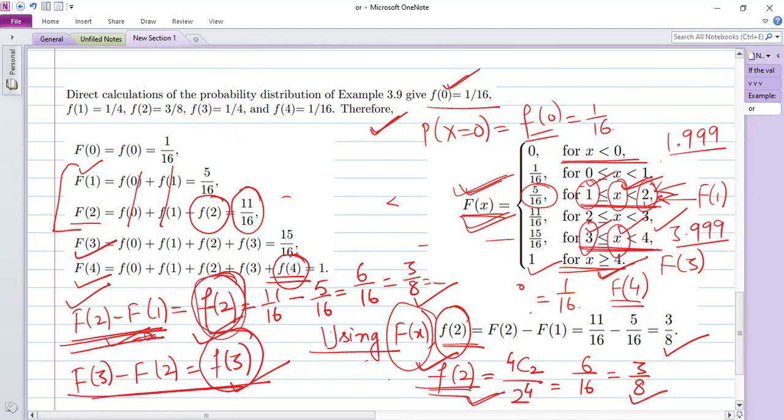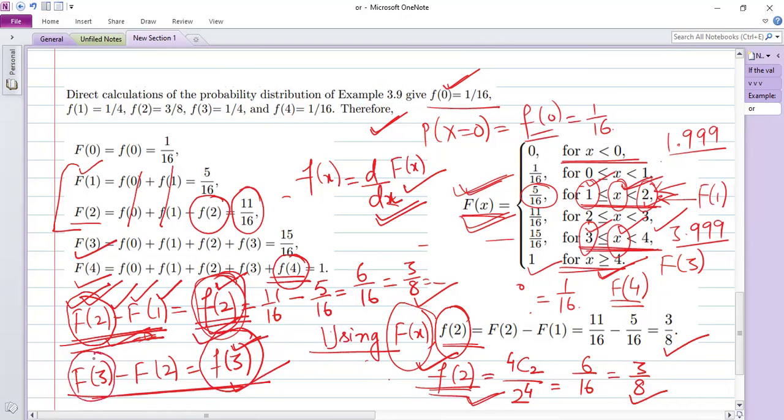In case of a continuous random variable, how do we obtain PDF from CDF? That is nothing but simply by differentiating the CDF. But here, obviously, our random variable is discrete. We can't talk about differentiation or integration. So here, how will I obtain the value of PDF at any particular point? It is nothing but the value of CDF at that point minus the value of CDF at the just previous point. So this is how we obtain PDF from CDF if our random variable is discrete.